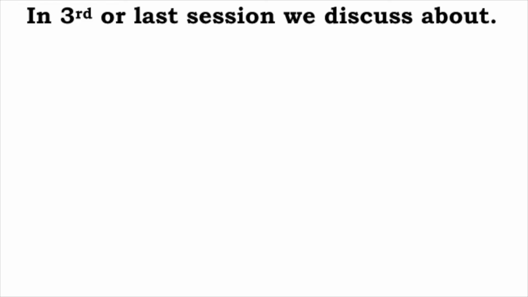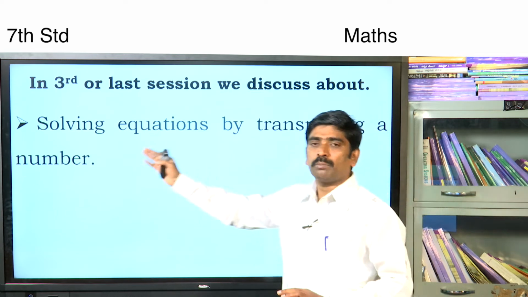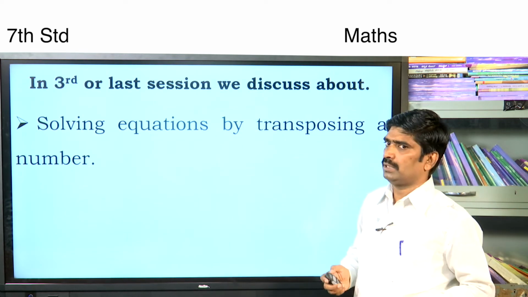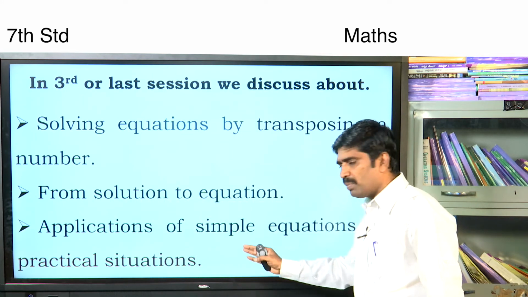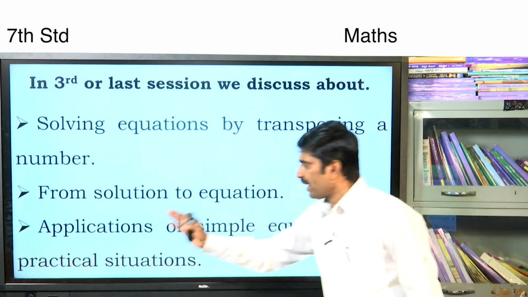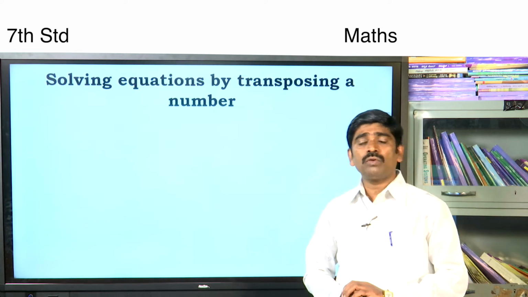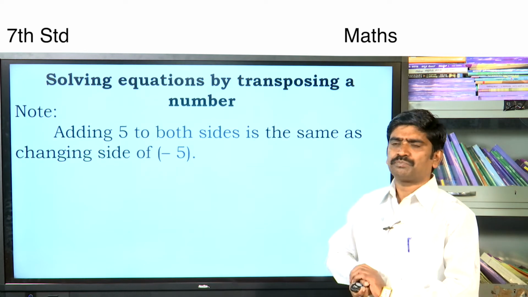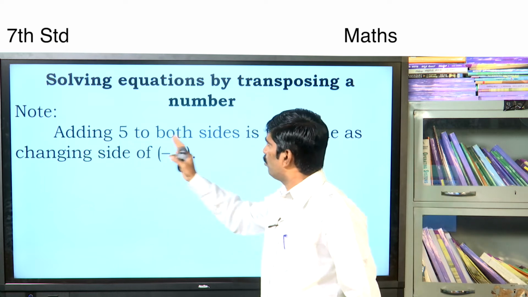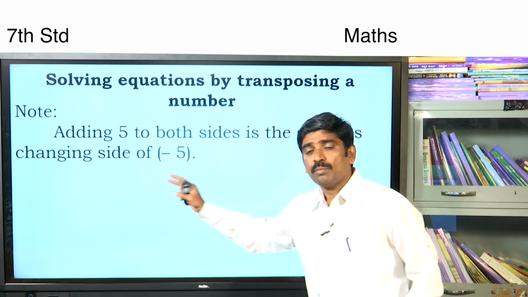We go for the third session now. In our last session, we discussed solving an equation by transposing a number, transposing a number from solution to equation. Next, the applications of simple equations to practical situations. Okay. Then, solving an equation by transposing a number. Note: adding 5 to both sides is the same as changing the side of minus 5.